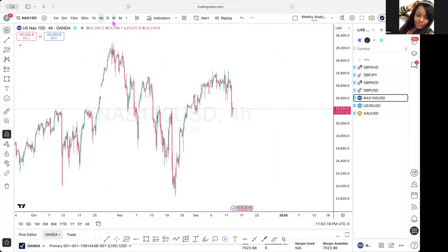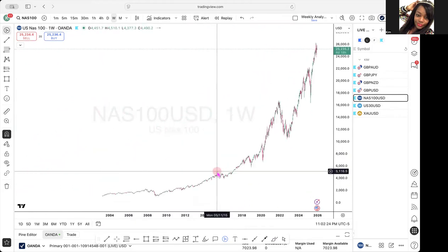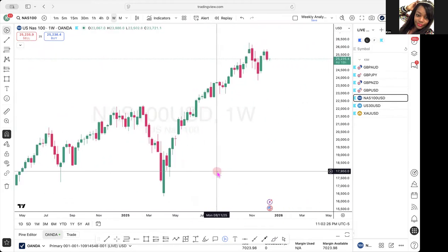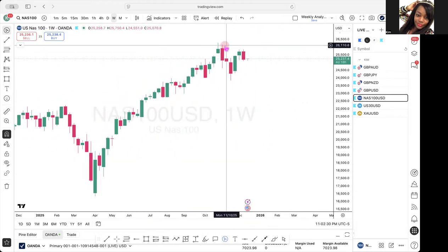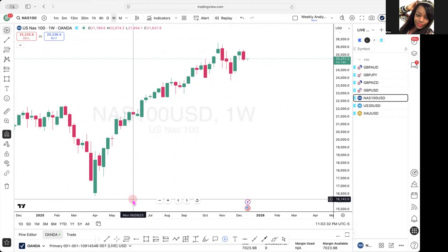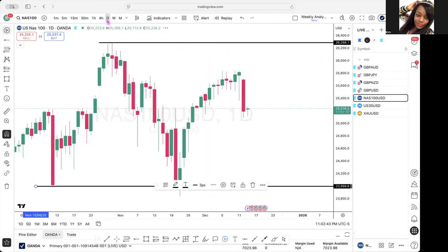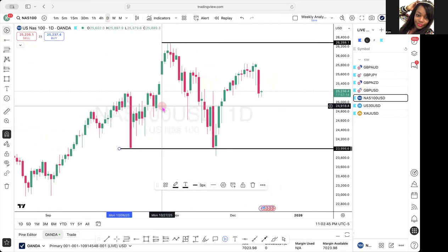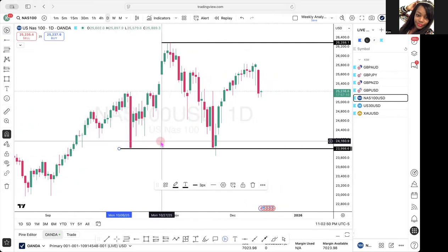NASDAQ. We already know that we're at or was at a high. This was the high. This was the low. Now let's go to the daily. So this was our high. This was our break of structure. This was our low. Okay.